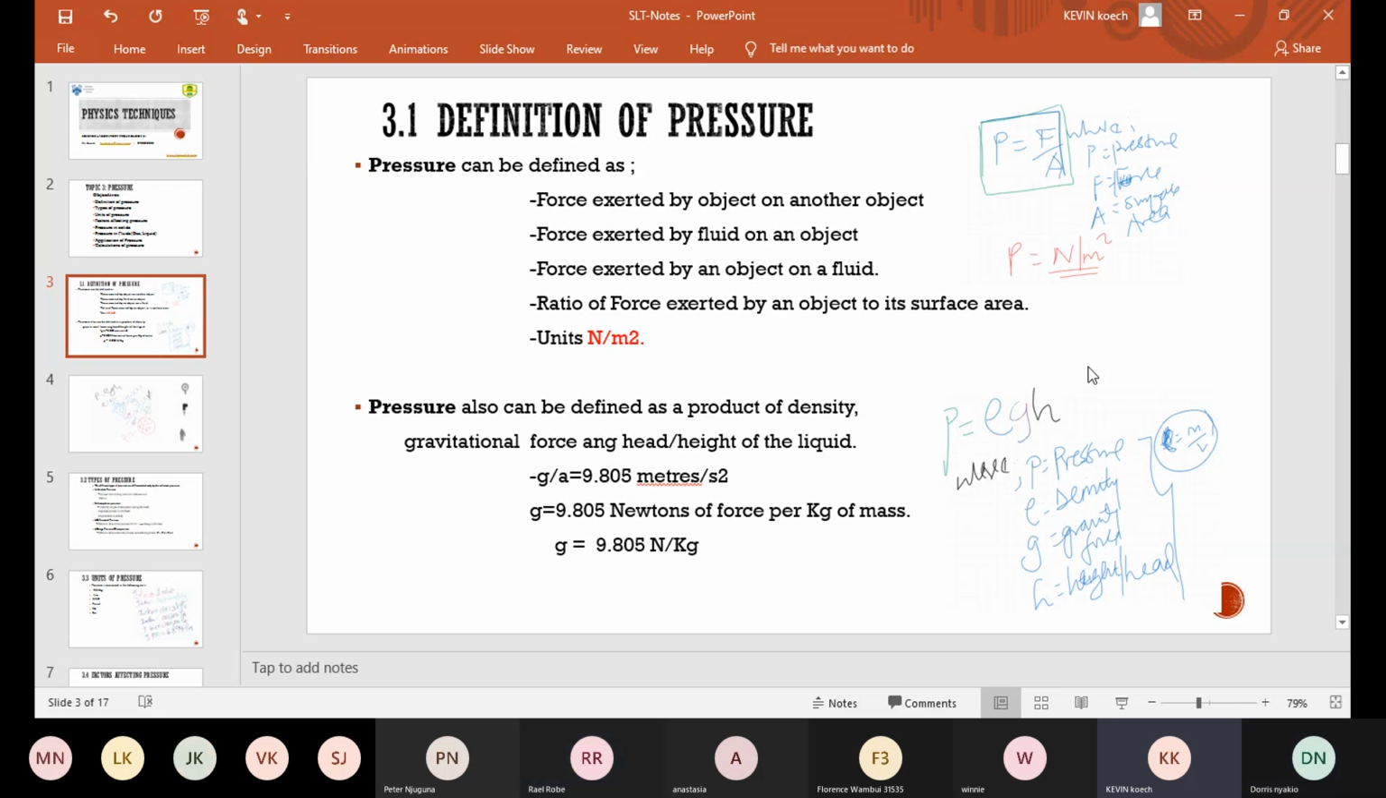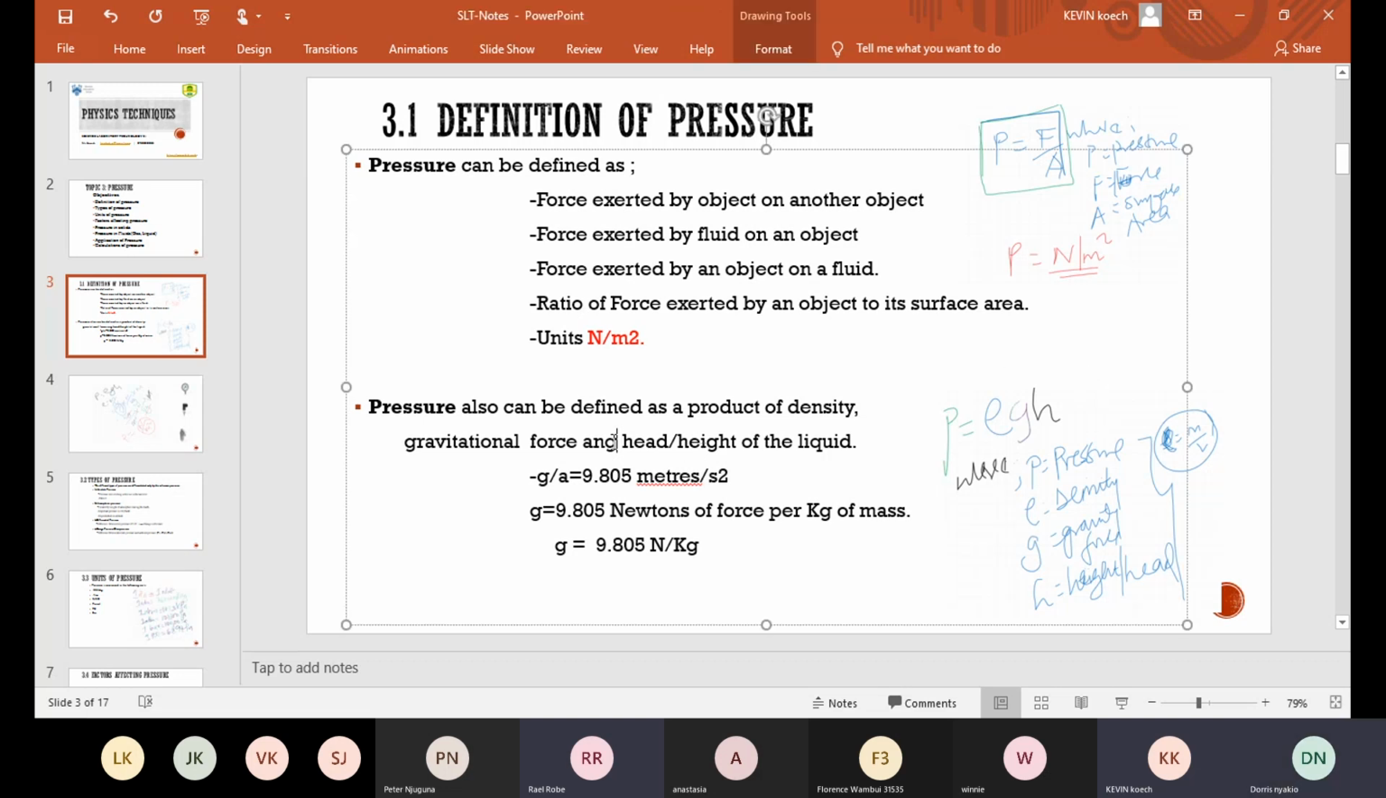Someone may define pressure as a product. So the first one, some of you may define in terms of pressure equals force divided by area. Another student may define it in terms of rho GH. He or she may say it's a product of density, gravitational force, and height or head of a liquid. So that also can define pressure.